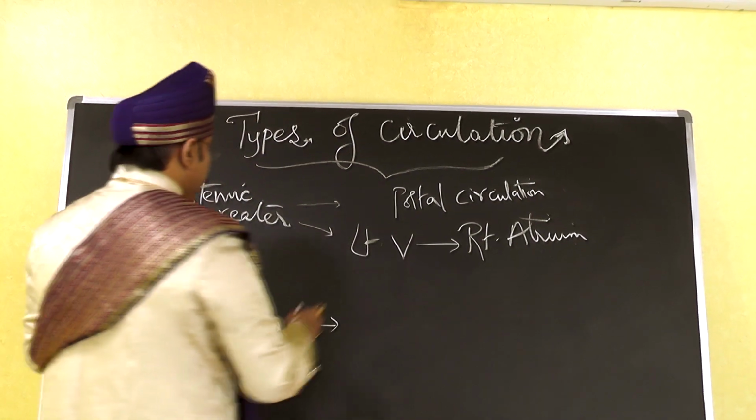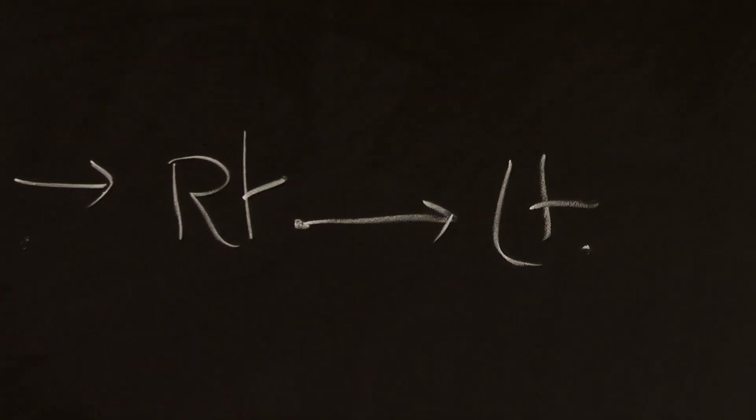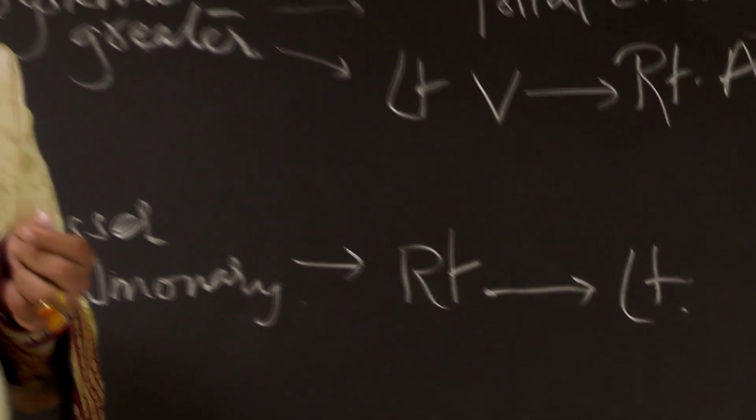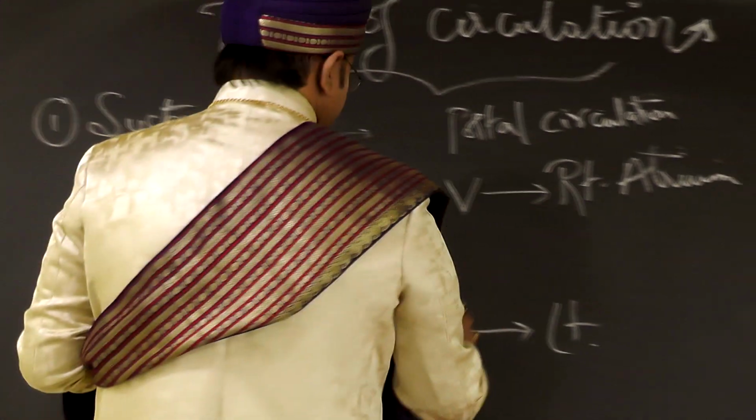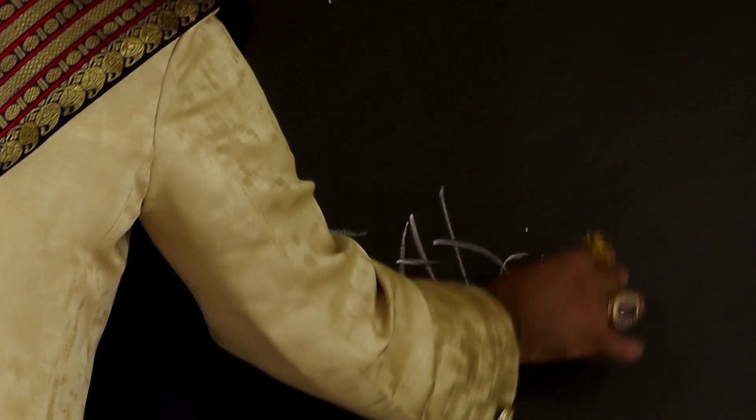This is called pulmonary circulation. So the pulmonary circulation is beginning from the right side of the heart to the left side of the heart. It begins from the right ventricle, ends in the left atrium. Okay, so that is what you call as the lesser circulation or pulmonary circulation.